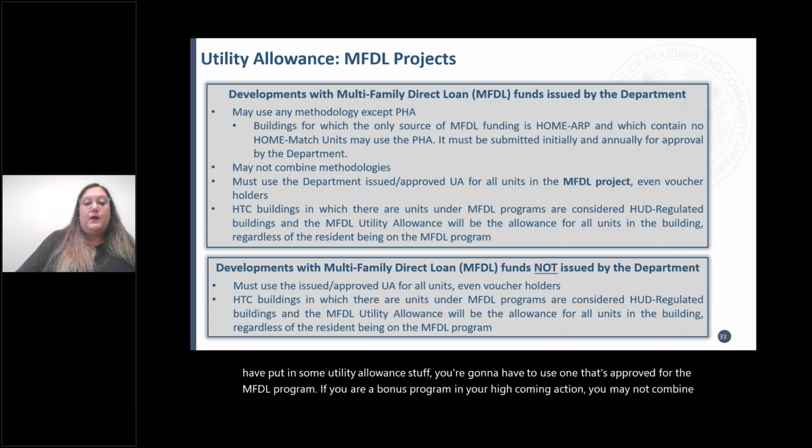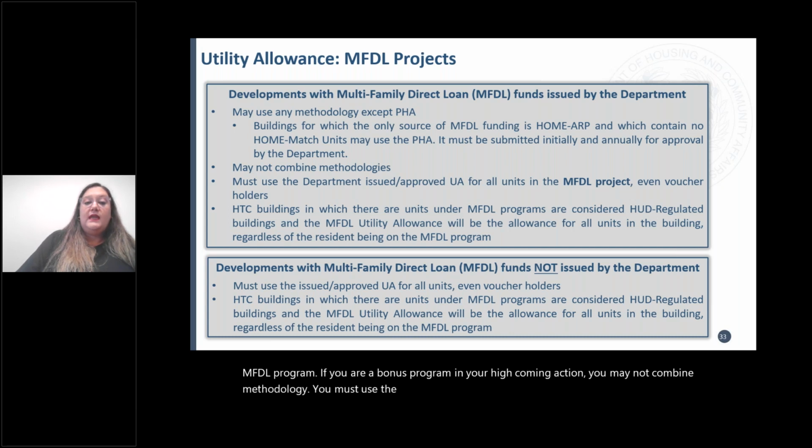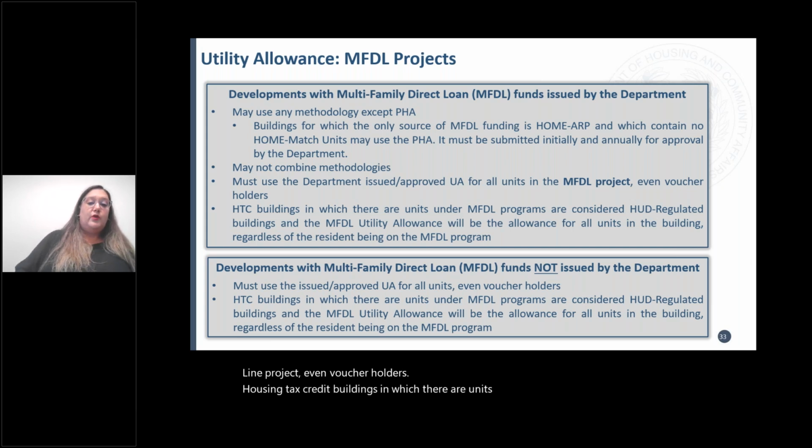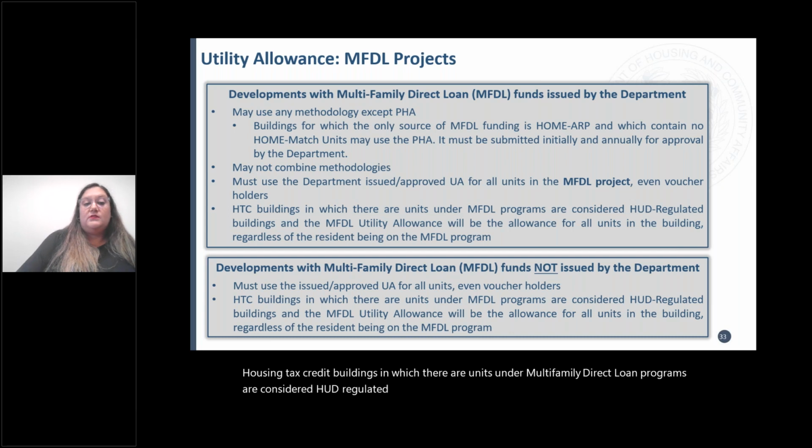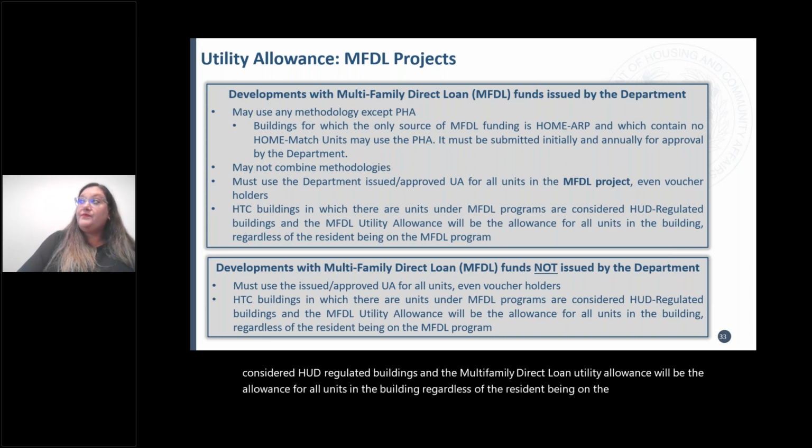You must use the department issued or approved UA for all units in the multifamily direct loan project, even voucher holders. Housing tax credit buildings in which there are units under multifamily direct loan programs are considered HUD regulated buildings, and the multifamily direct loan utility allowance will be the allowance for all units in the building, regardless of the resident being on the MFDL program or not.